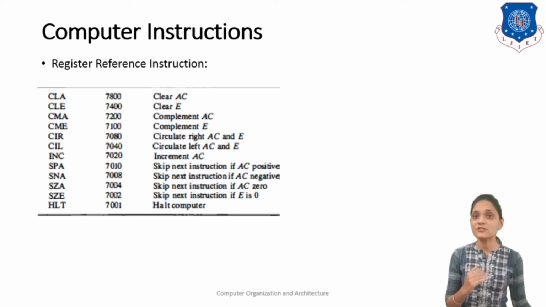Okay, then the next instruction is SZA. In this instruction, your next instruction is going to be skipped if your accumulator's content is 0. And the next instruction is SZE. In this instruction, you are going to check the E flag. If the E flag is 0, then your next instruction is going to be skipped. And the last one of the register reference instructions is HLT, to halt your computer. To tell the assembler that your instructions end over here.